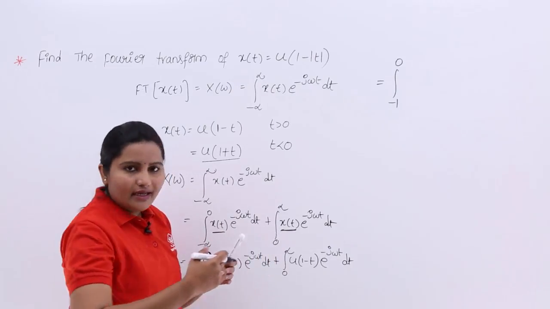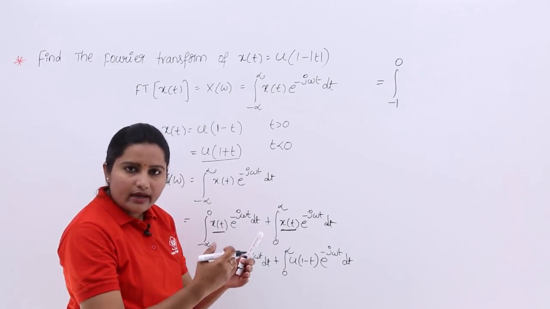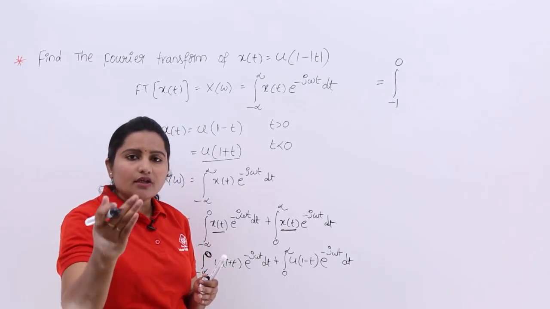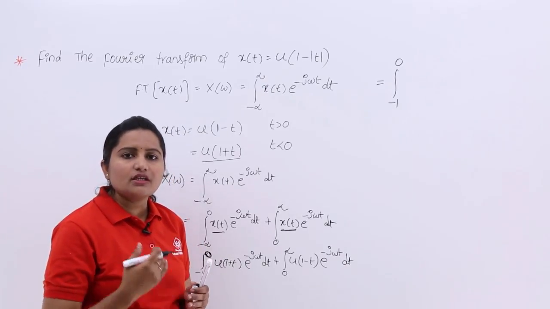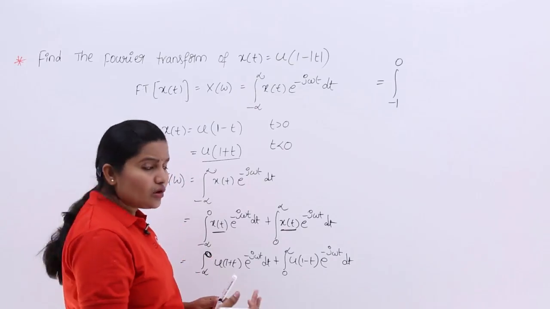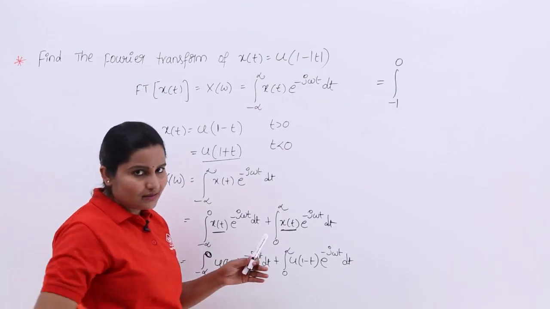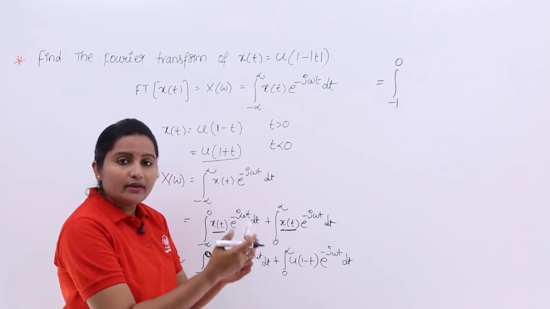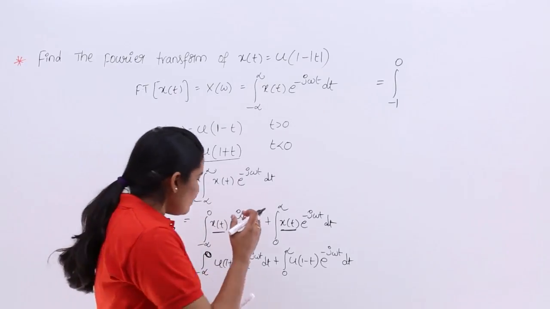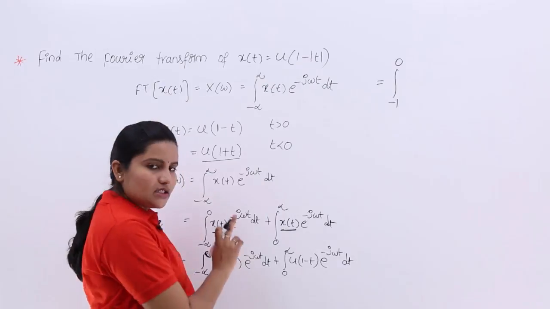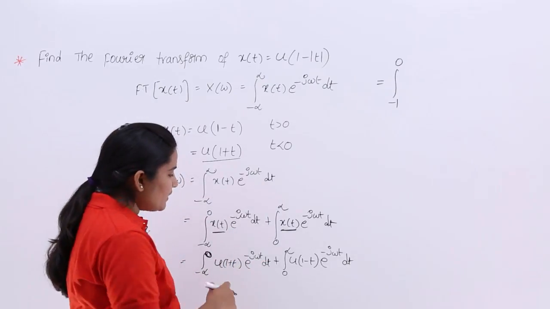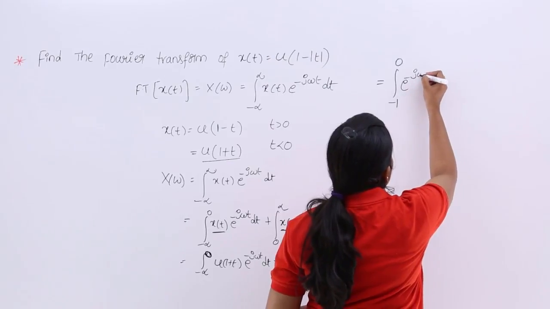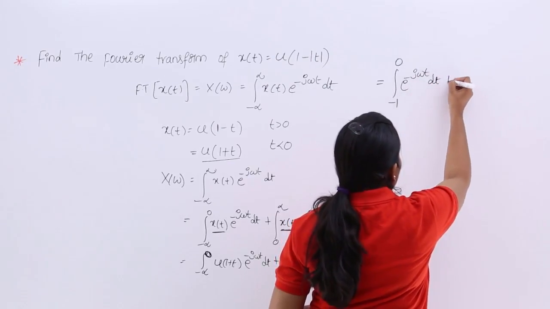If you go beyond that, that means minus 1, minus 2, minus 3, minus 4, up to minus infinity, then your u of 1 plus t function is equal to 0. So we are not going to consider those negative values, and here we consider only minus 1 to 0. From minus 1 to 0, u of 1 plus t is equal to 1, and the remaining part is e power minus j omega t dt, plus.